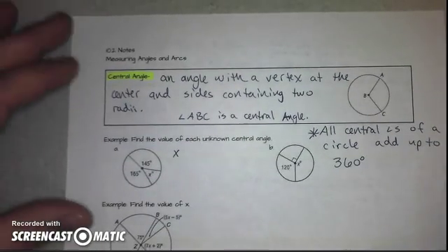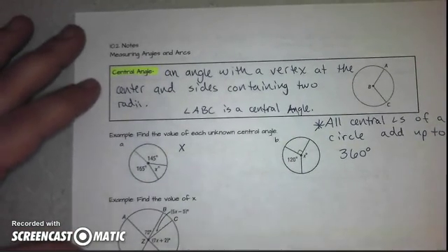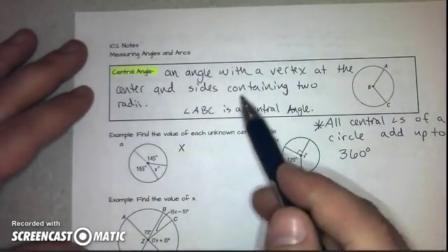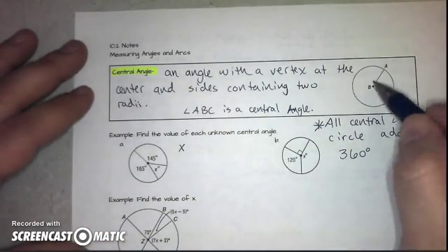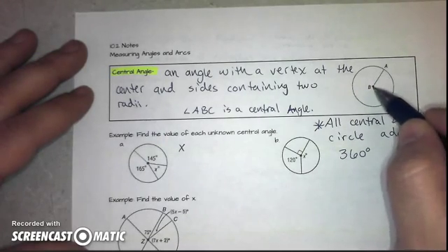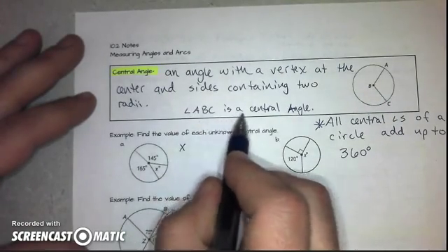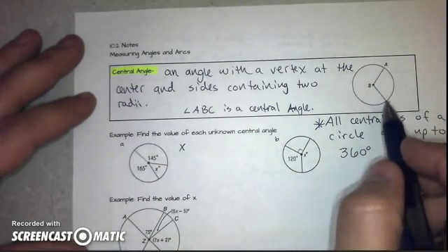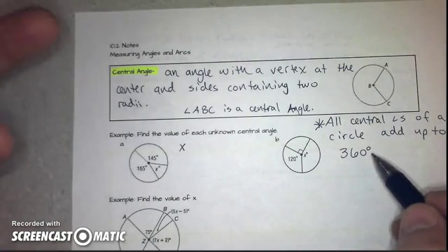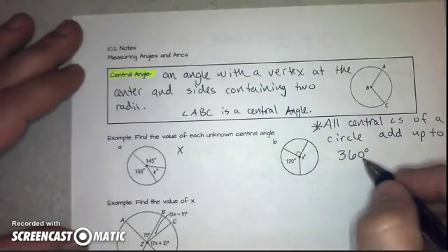We're talking about measuring angles and arcs, and so we need to talk about what some of these things are. A central angle is the first thing we need to understand. A central angle is an angle with a vertex at the center and sides containing the radii. So basically you take a radius this way, that creates what we call a central angle. The vertex is at the center B, and we would say angle ABC is a central angle. If I add up all the central angles in one circle, I would have to get 360 degrees. That helps you understand that central angles are measured in degrees. Making a complete circle would be 360 degrees.